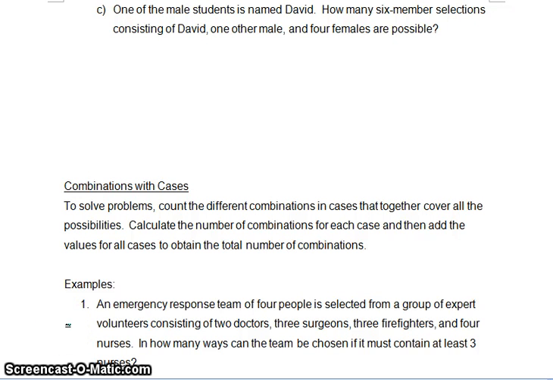So for example, see here, one of the male students is named David. How many six-member selections consisting of David, one other male, and 4 females are possible? So here we're going to talk about how many ways there are to select David. There's only one way to select David.